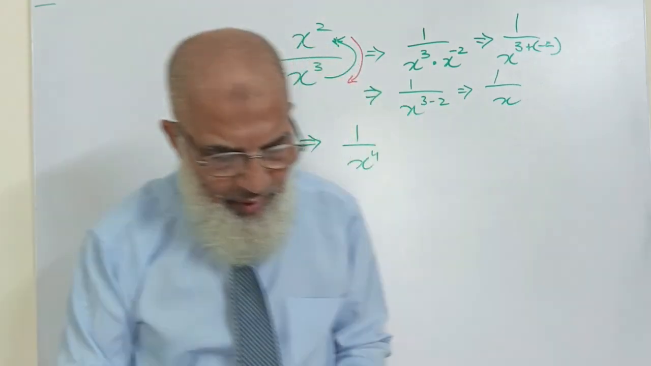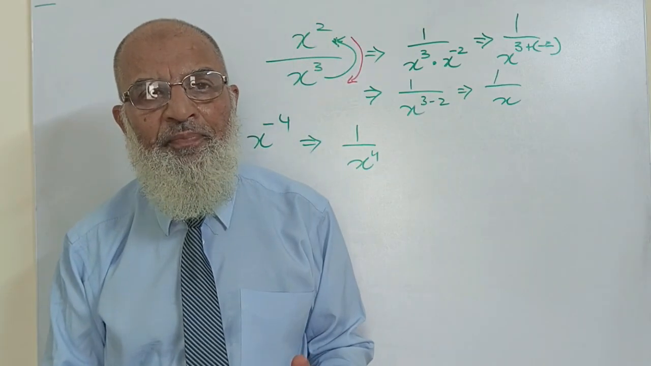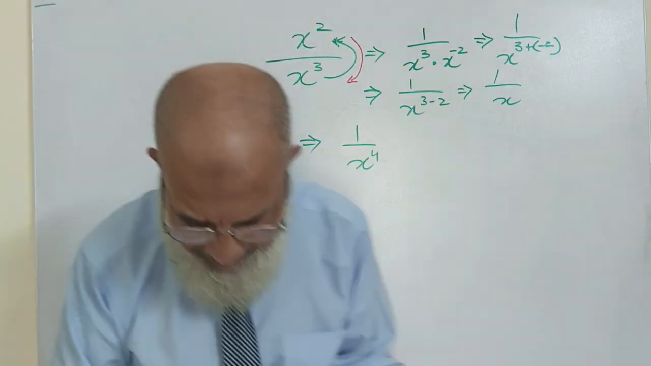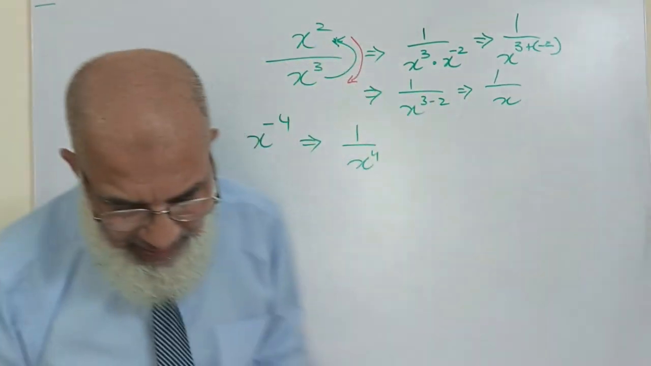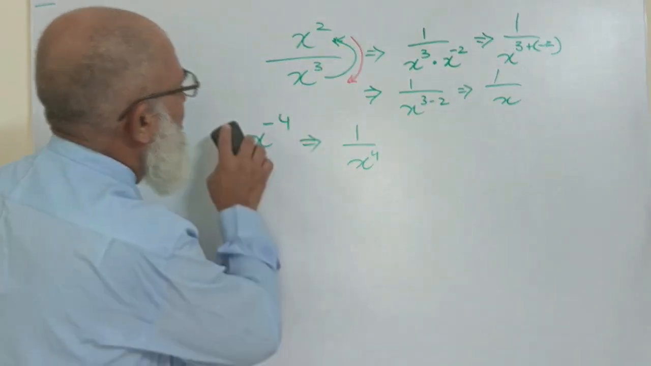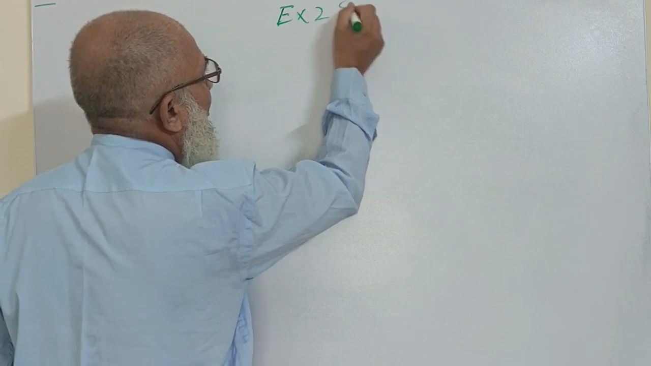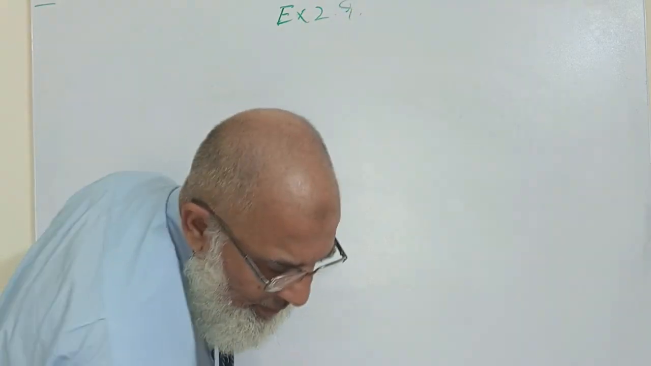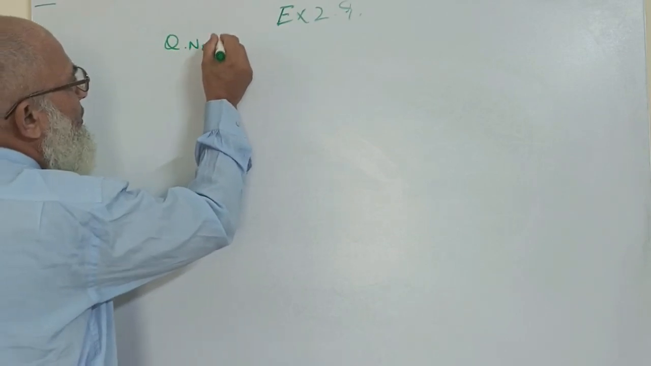So there are no further rules for this. The rules will remain the same except with the negative sign. So let's start the exercise, which is very easy today, and I hope that we'll finish the exercise today. The exercise is exercise 2.9. Question number 1. Evaluate.